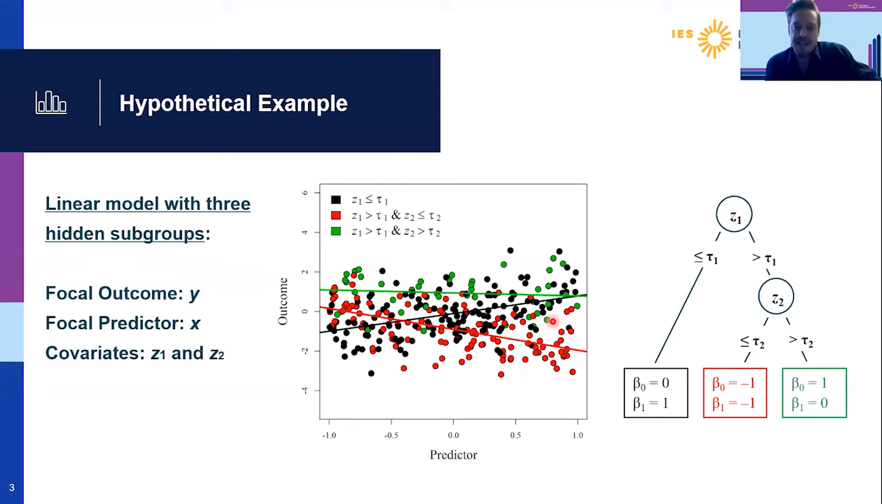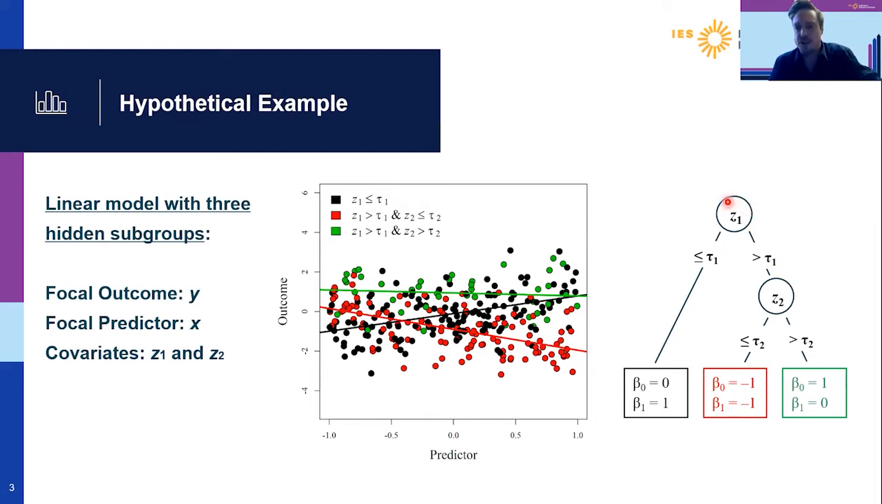The reality, however, is that those data have been generated according to the regression tree that is given here on the right side. And there are three hidden groups in the total data set. Those groups differ in two important aspects. The first aspect is the parameters of the model, so intercept and slope. So they differ in the nature of the relationship between predictor and outcome. For example, the black group has a positive relation, the red group has a negative relation, the green group has no relation.